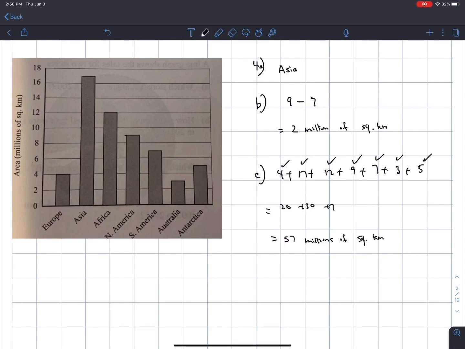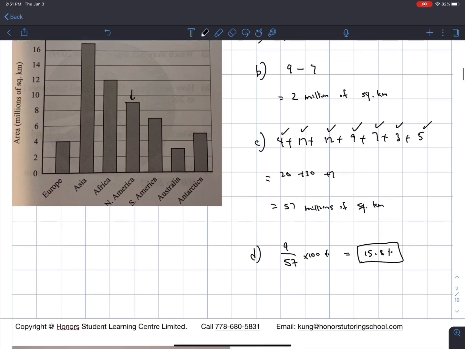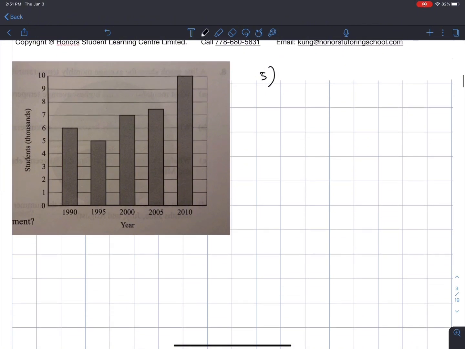What percent of total land area is North America? So North America has 9, and then divided by the total, times 100%. I can now type this into the calculator. We get 15.8%. Okay, that's it for question 4. Moving on to question 5.